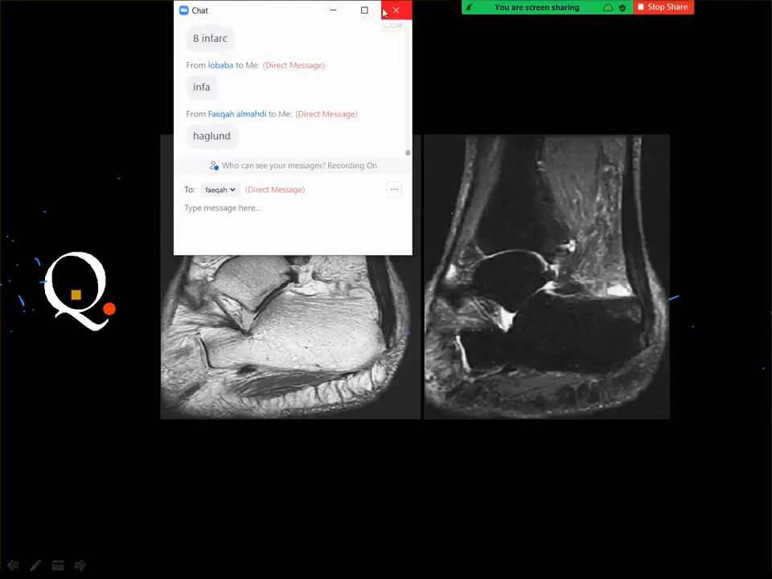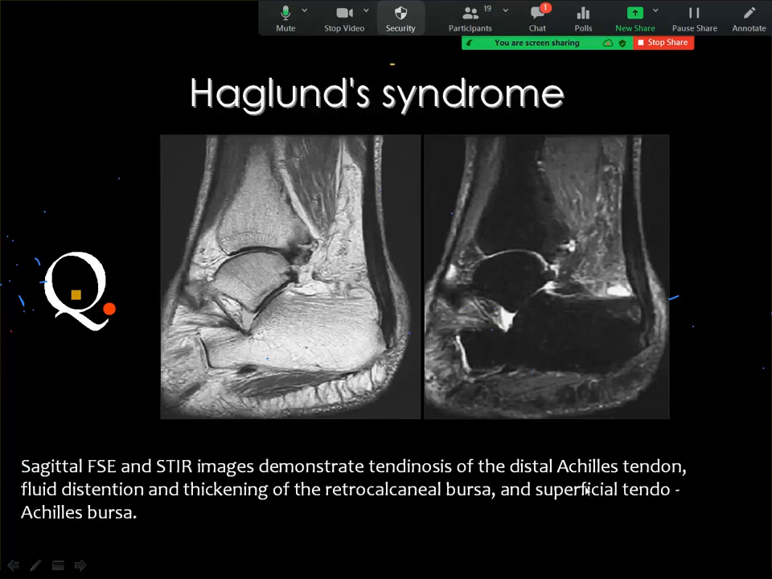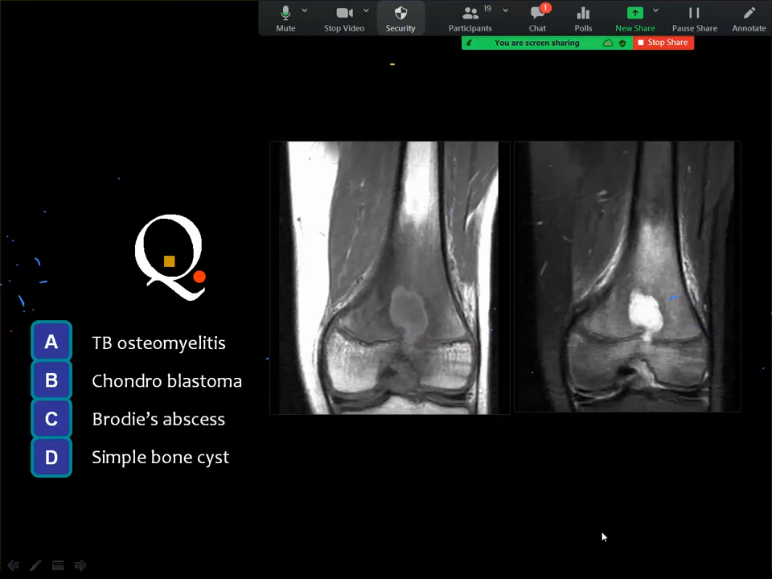Yes, the right answer is Haglund syndrome. And you know, Haglund syndrome is composed of three findings. Number one is the presence of fluid in the retrocalcaneal bursa, fluid in the subcutaneous tissues superficial to the Achilles tendon, and swelling with some intermediate signal within the Achilles tendon. And this is the criteria of Haglund syndrome. Next case.